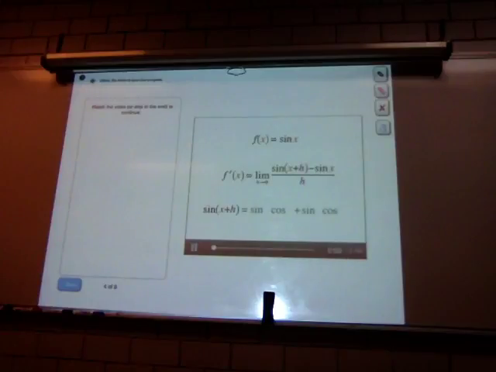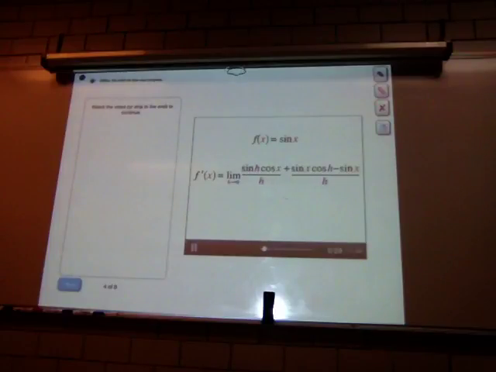Right. You can use the addition identity for sines. The sine of x plus h equals sine x cosine h plus sine h cosine x. Let's plug this expression back into the limit. Now we'll just move some terms around in the numerator, but we're not really changing anything here. And since all these terms in the numerator are being divided by h, we can break this expression up into the sum of two different fractions.